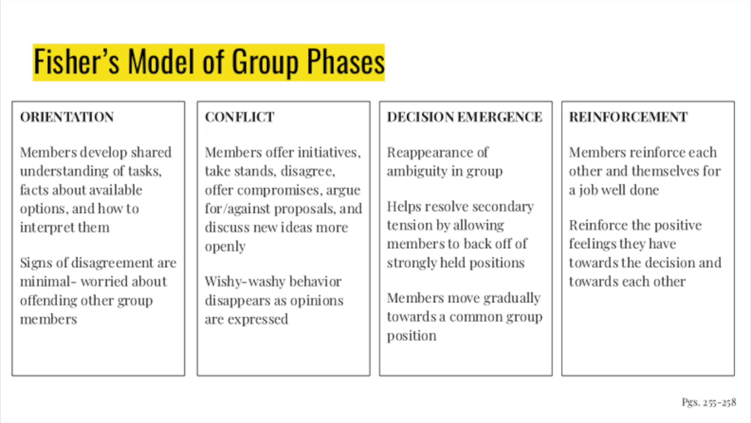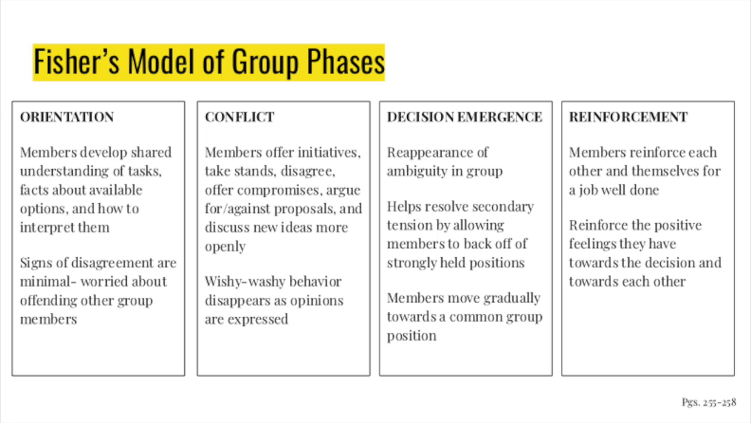As stated in the slide, the phases are the orientation phase, conflict, decision, emergence, and reinforcement. The orientation phase is the phase where people in a group meet and are getting acquainted to one another. The orientation phase usually doesn't have much disagreement, although the conflict stage is where the disagreement and opinions are thrown on blast. During the conflict stage, group members are open and bold in what they say. Most of the wishy-washy behavior of the conflict is gone.